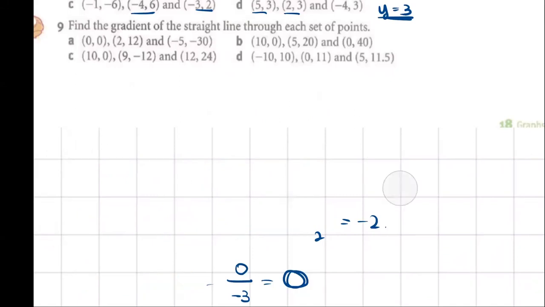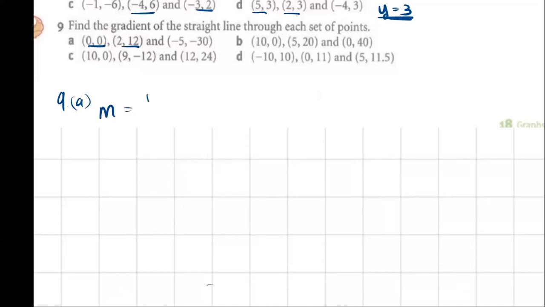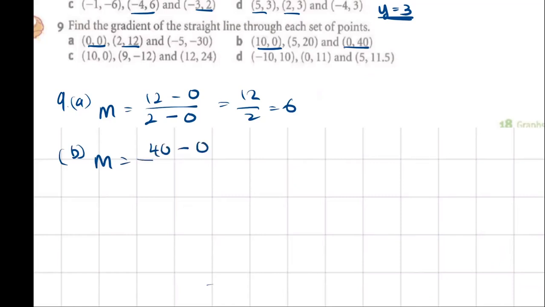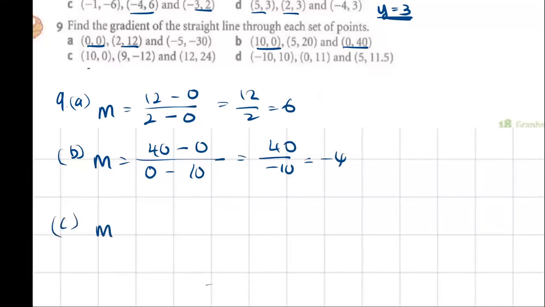Now, number 9. 9a, calculate these two. So m is equal to y2 minus y1 over x2 minus x1, 12 over 2, 6. For the next one I will use these two, y2 minus y1 over x2 minus x1. B, m is equal to, use this one and this one, y2 minus y1 over x2 minus x1.